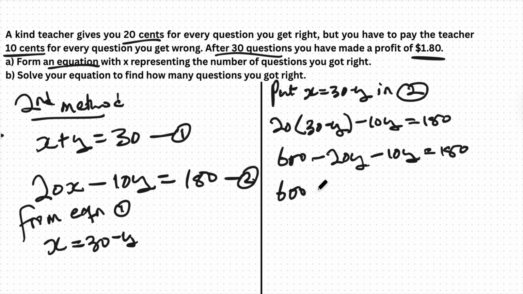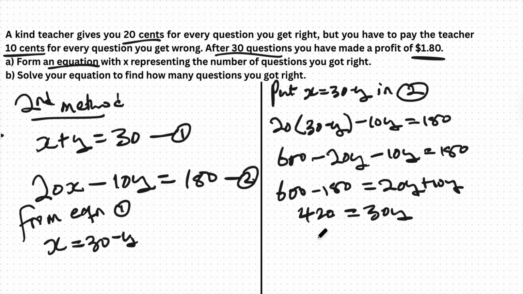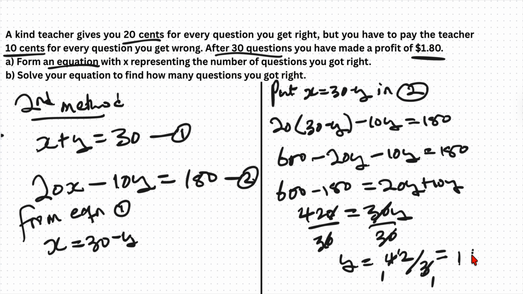So that is 600 minus 180 is equal to 20Y plus 10Y. And what is 600 minus 180? Think about 420 or so. Yeah, 420 is equal to 30Y. So the next thing I have to do is to divide both sides by 30. So Y is equal to 42 divided by 3. All right, so 42 divided by 3, 3 goes here 1, 3 goes here 1, remainder 1, and 3 into 12 is 4. So Y is equal to 14.